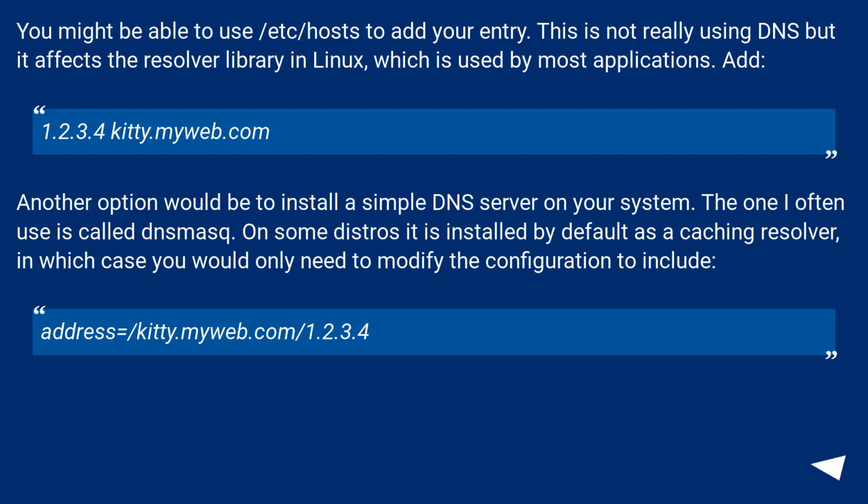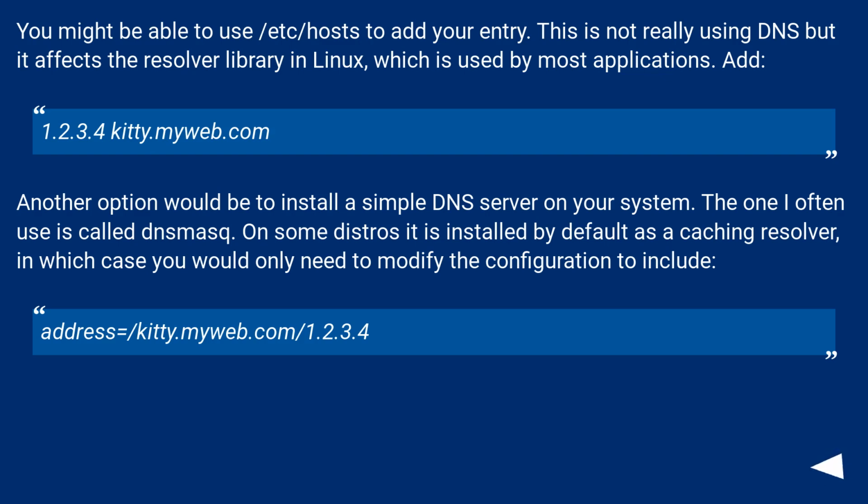You might be able to use /etc/hosts to add your entry. This is not really using DNS, but it affects the resolver library in Linux, which is used by most applications. Add 1.2.3.4 kitty.myweb.com. Another option would be to install a simple DNS server on your system.